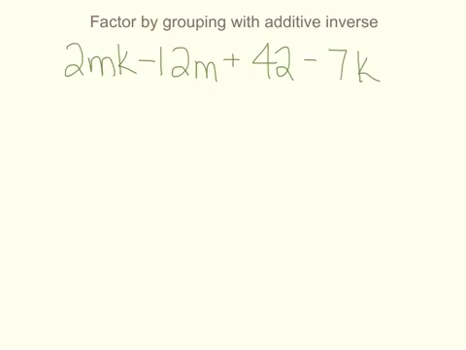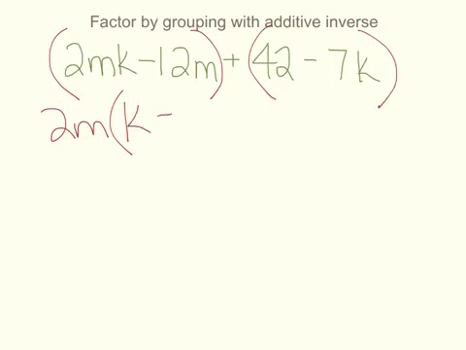So we can also do grouping with additive inverses. You first want to group together the terms that have common factors. So those common factors would be 2mk and 12m, because they both have an m, and then 42 and 7k, because 42 and 7 have something in common. So we start factoring. We pull out 2m, so that's going to be multiplied by k minus 6, and then that's going to be plus, and now for this one you could factor out the 7, which would leave you with 6 minus k.